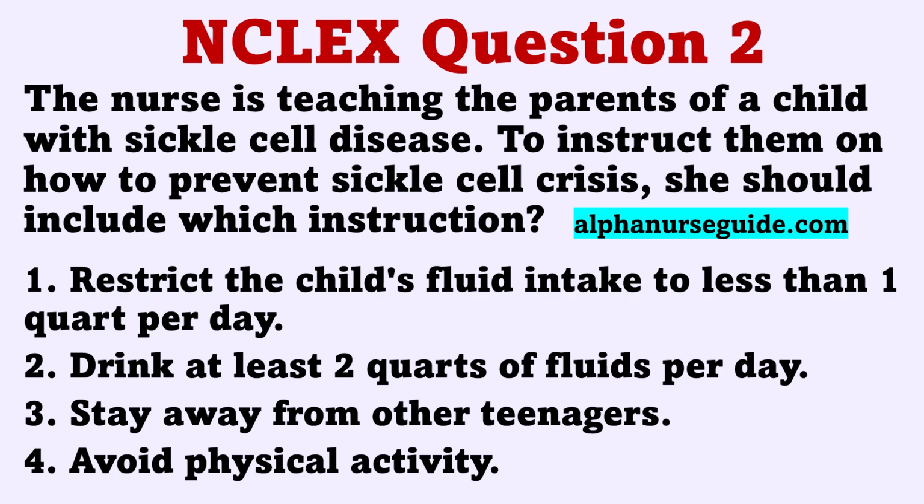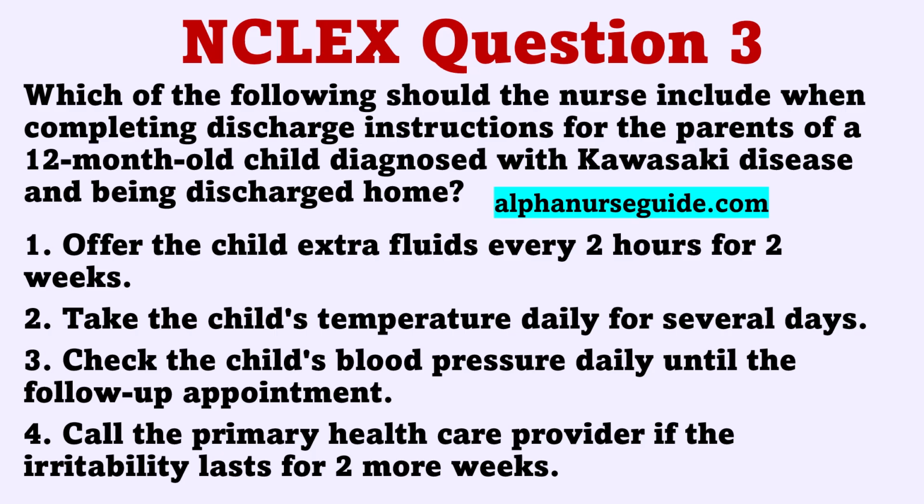hydrated. Which of the following should the nurse include when completing discharge instructions to the parents of a 12-month-old child diagnosed with Kawasaki disease and being discharged home? 1. Offer the child extra fluids every 2 hours for 2 weeks. 2. Take the child's temperature daily for several days. 3. Check the child's blood pressure daily until the follow-up appointment. 4. Call the primary healthcare provider if the irritability lasts for 2 more weeks.